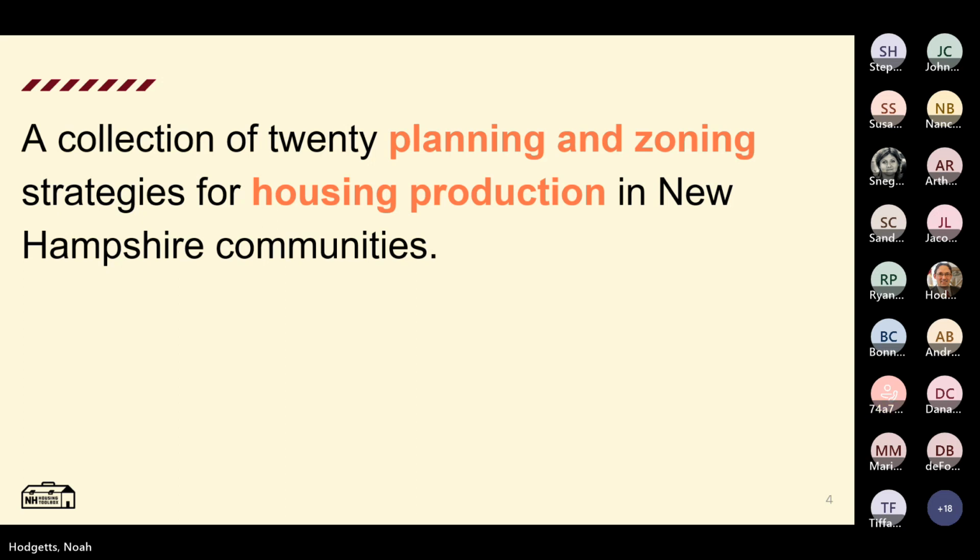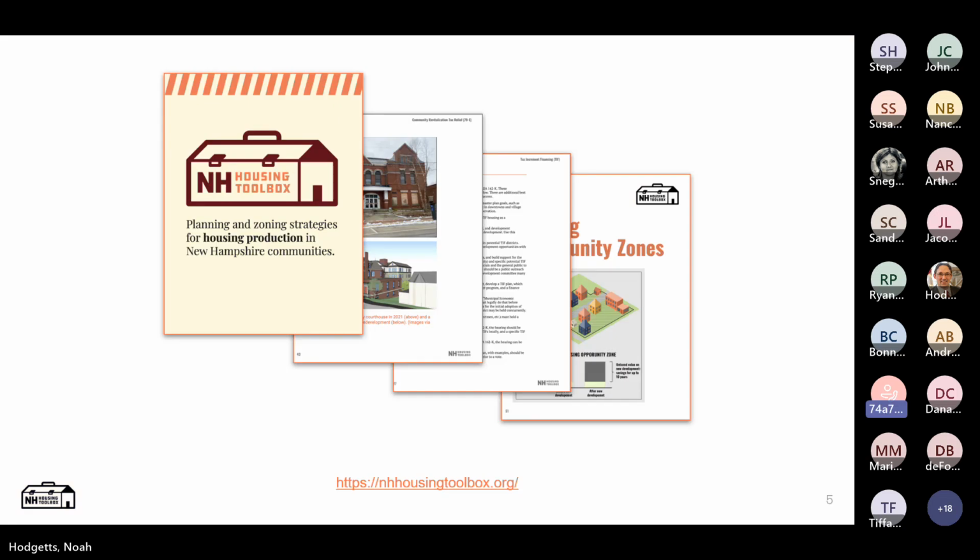Next slide. The toolbox lives in two formats. The first is a PDF, which has been circulating for a little bit. It includes all 20 planning and zoning strategies as something you can print or just have saved on your desktop or wherever. That can be found at our website, nhhousingtoolbox.org.